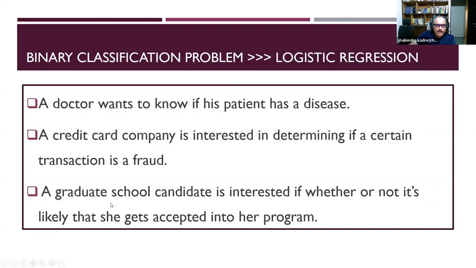One more example: we'll take a graduate school candidate who is interested in whether or not she is likely to get accepted into a program. Many students in India apply for US universities, right? One student applies to 20, 30 universities, and out of that, he may get selected in maybe three, four, five universities. If you are an education consultant, we can make some kind of machine learning program based on the attributes of the applications.